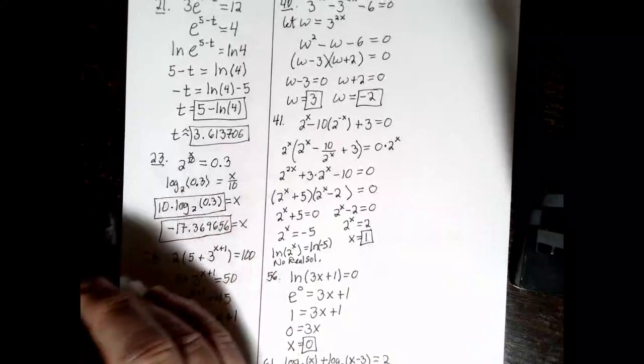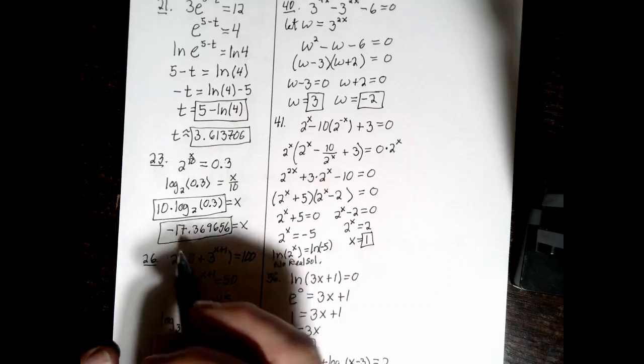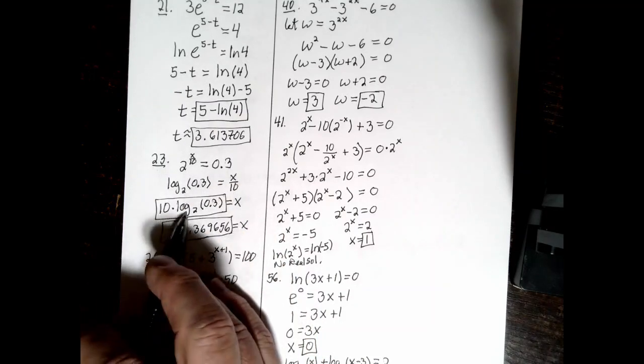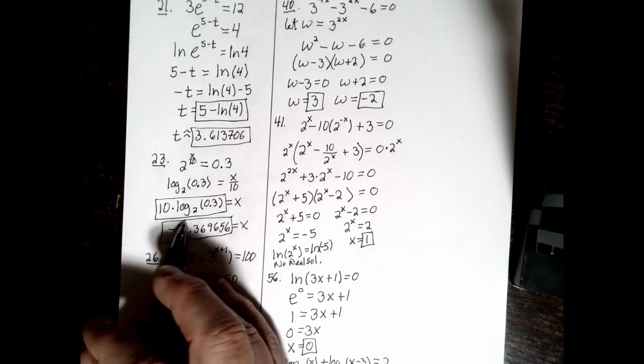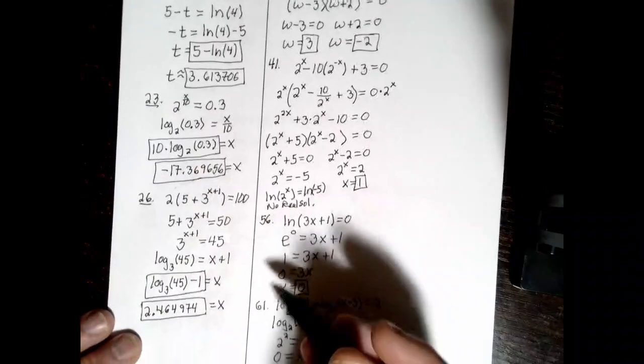Now this one you can go straight to rule 1. You can say log base 2 of 0.3 equals the exponent. And then if you multiply both sides by 10, that gets rid of the dividing by 10. So there's your exact answer. And if you do change of base, you'll get that answer.